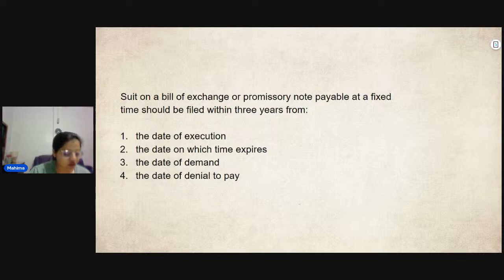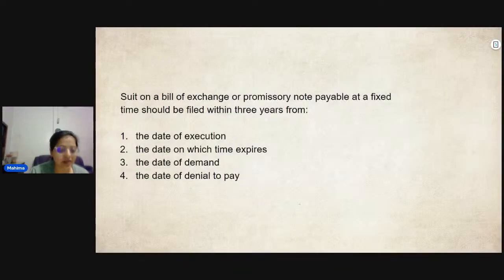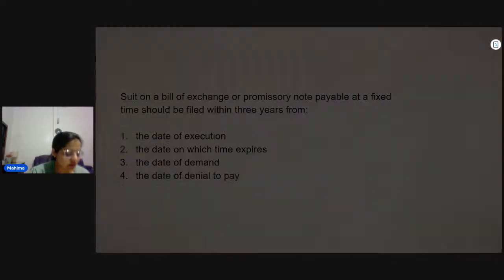Okay, everyone is saying option number one. Shubham is saying option number three. And the correct answer is none of the above. The correct answer is two. Suit on a bill of exchange or promissory note payable at a fixed time should be filed within 3 years from the date on which the time expires. Yes, correct, Divya. On which the time expires.